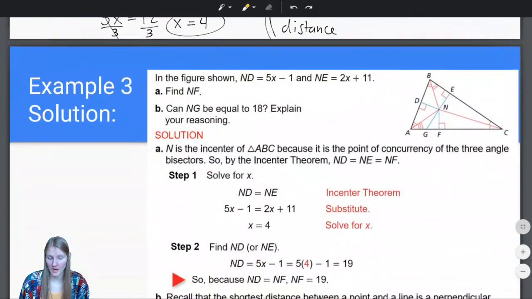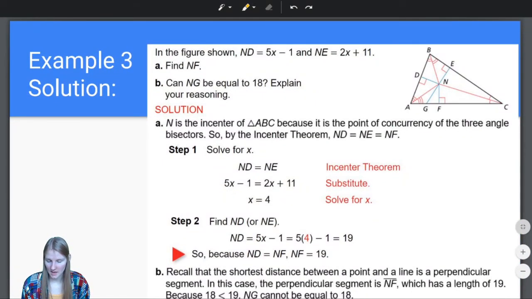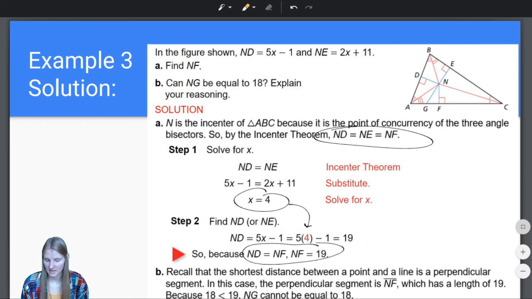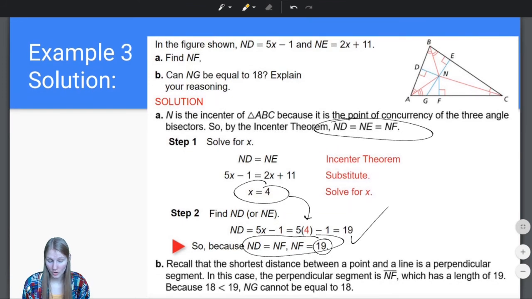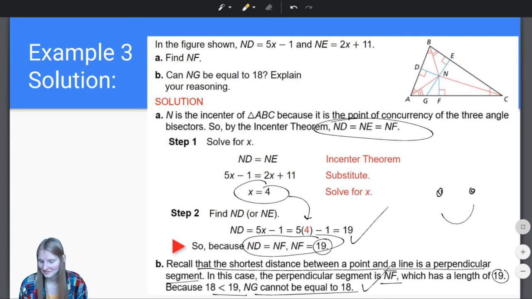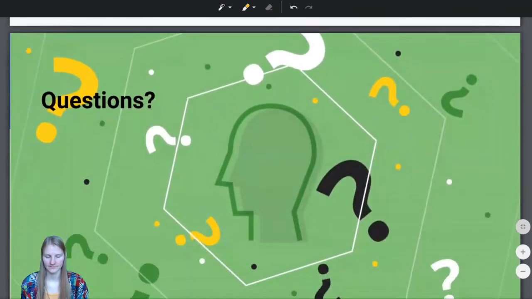Alrighty. Let's check and see if we were right. ND is equal to NE, which is equal to NF. Solve for X. Plug it in. ND and NE equal NF, so they're all 19. Perfect. And recall that the shortest distance between a point and a line is a perpendicular segment. The perpendicular segment is NF, which is 19. 18 is less than 19. NG cannot be equal to 18. Yay! We were right. So, that's it for today.